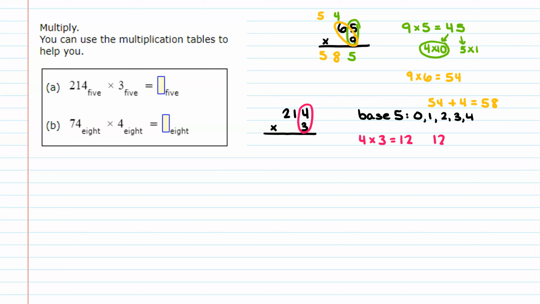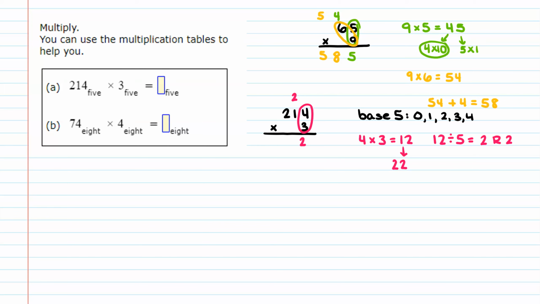So to change it to base 5, we'll take 12 and divide it by 5. And that makes 2, remainder 2. So something that looks like 1, 2 in base 10 would look like 2, 2 in base 5. So the right hand 2 goes down and the left hand 2 goes up.